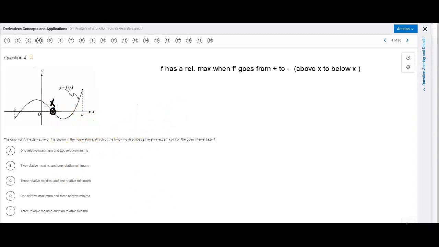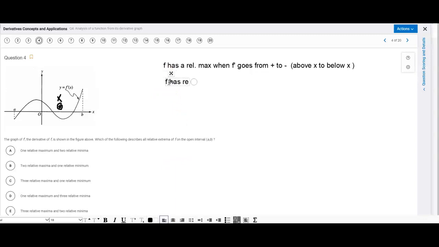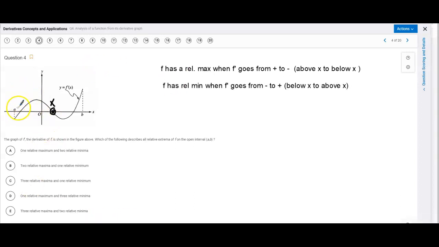And then f has relative mins when the opposite is true. That would mean it's going from below the x-axis to above the x-axis. And that happens in 2 other spots right here. Here we're going from below and then it crosses to above. Below to above. So there's 2 relative minimums. I'll label those with n's. And 1 relative max. So that would be this guy.